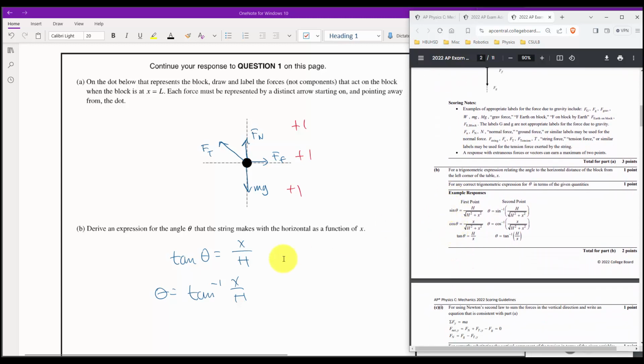Part B said for a trigonometric expression relating the angle to the horizontal distance, so just having any correct trigonometric expression. Okay, so there's 2 points for that. One is just saying that you're using trig. Well, sweet, we got that one. And then, I'll be honest, I know this problem. I've worked it out before, so in the back of my head, I probably knew what I was supposed to do there. For any correct trigonometric expression, but I didn't do it right.